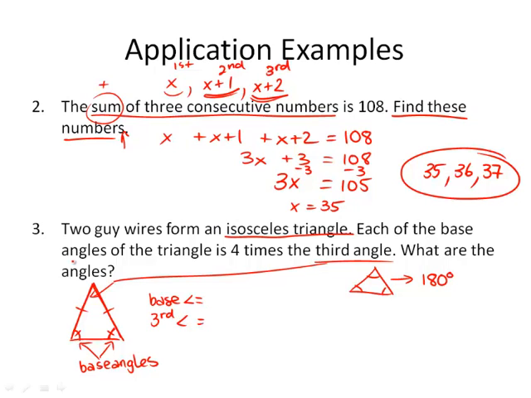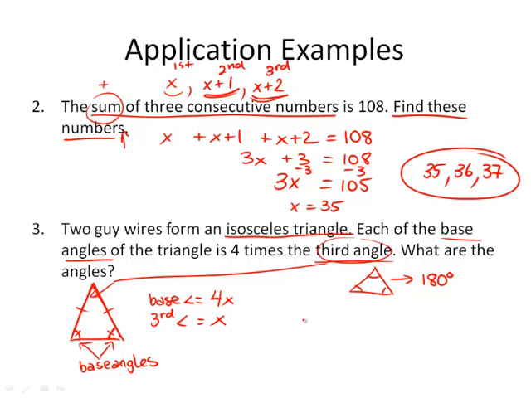So this sentence here makes the base angle depend on the third angle. Therefore, we want to call the third angle x. And then we can read it again. Base angle is 4 times the third angle. 4 times the third angle. So if the third angle was 20, the base angle would be 80.